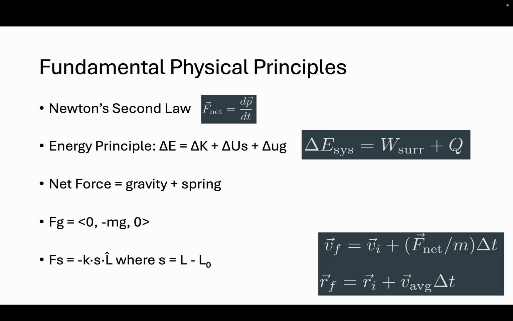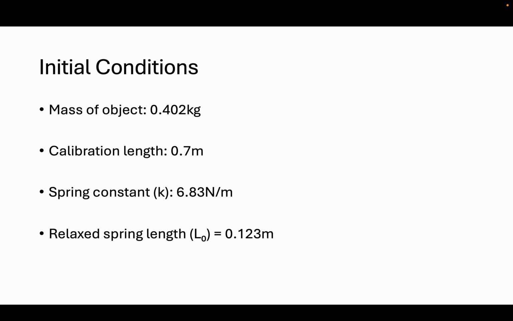Gravity acts downward with the vector Fg equals 0, negative mg, and 0. The spring force follows Hooke's law, where s is the stretch or compression beyond the relaxed length. These principles help us build a motion model and energy analysis of the oscillating mass.